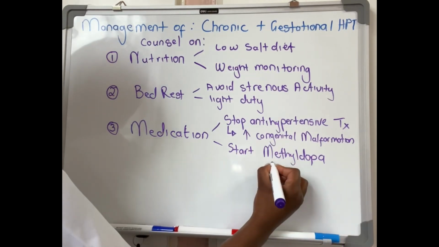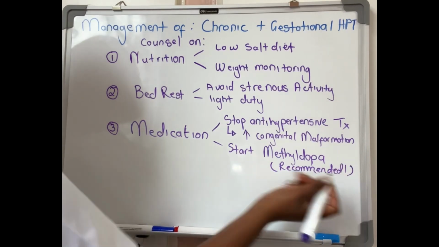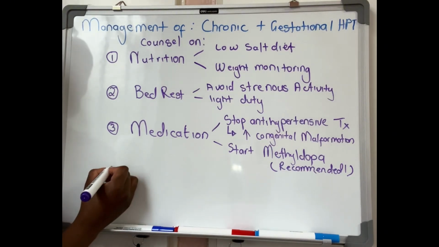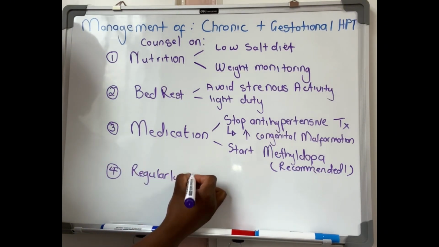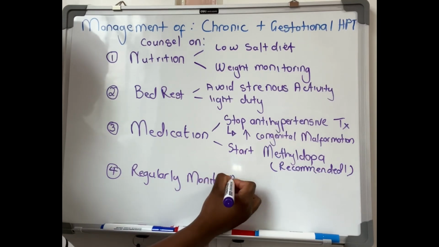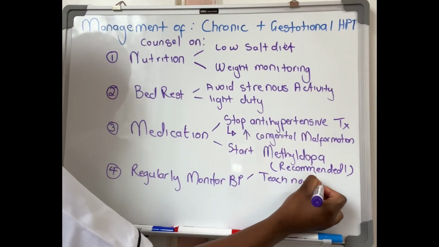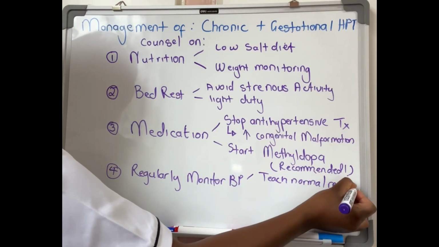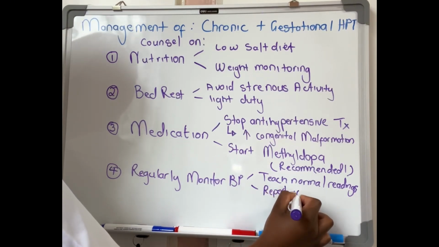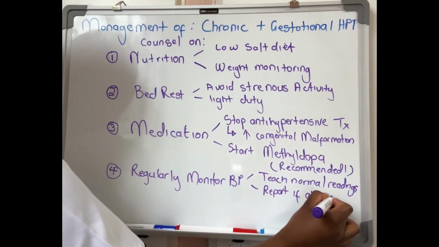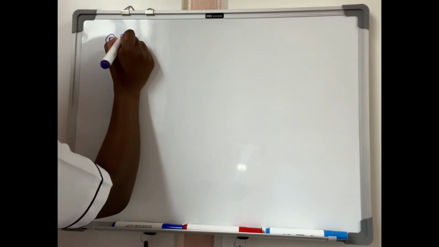Number 3, if she has chronic hypertension, it means that she was already on some sort of antihypertensive treatment. But with antihypertensive treatments, most of them give the risk of the baby having congenital malformations, because they do have components in them that are not healthy for the growing fetus. So we will stop the antihypertensive treatment and then start with methyldopa.